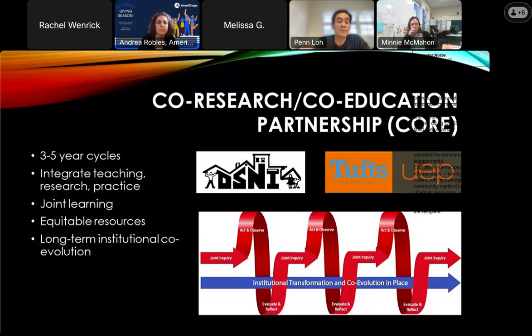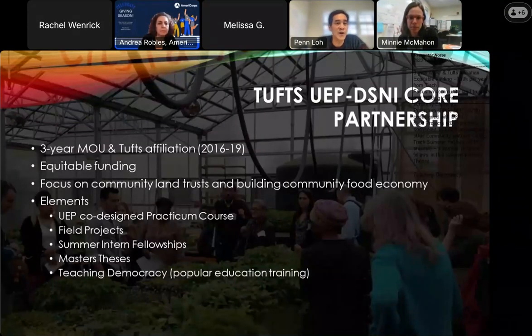And so this is the core model. That's the slide that you're seeing there. If we can go on to the next slide, I can share a little more about some of the elements involved. We got a 3-year written memorandum of understanding that went from 2016 to 2019. It was during this period that we were able to apply to the AmeriCorps Community Action Research Grant Program, and that really helped propel our efforts.